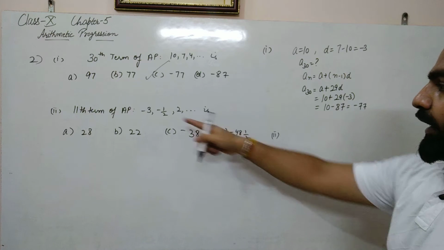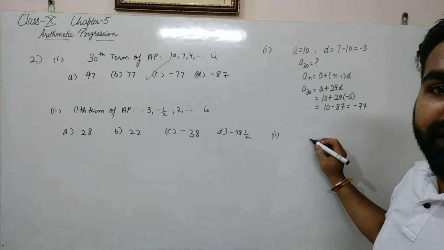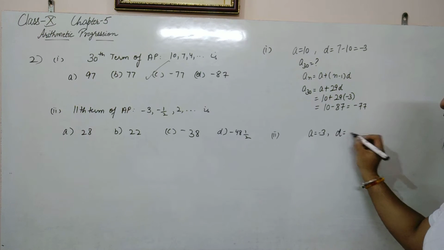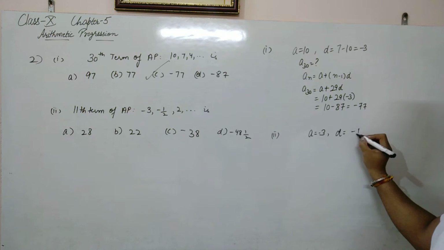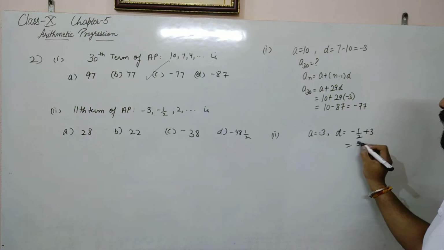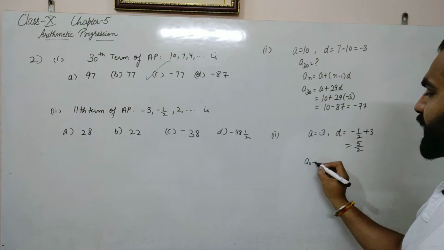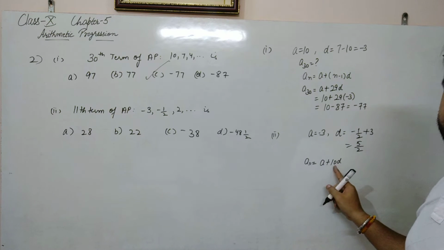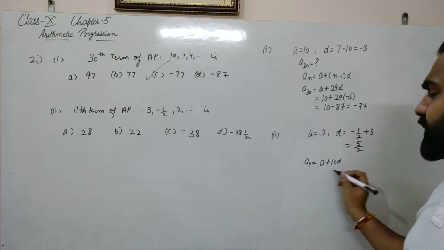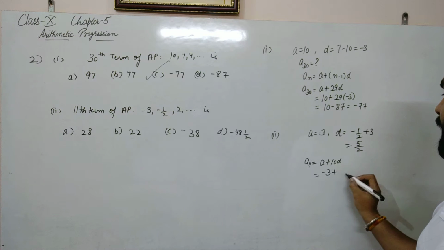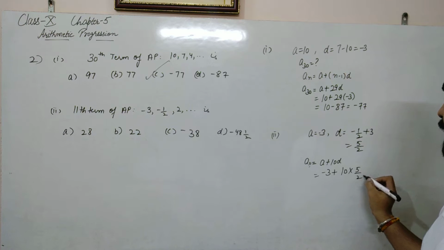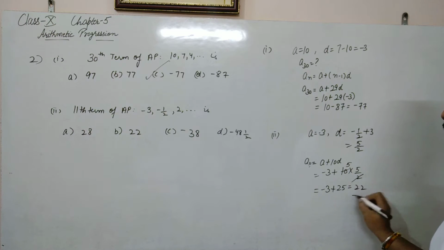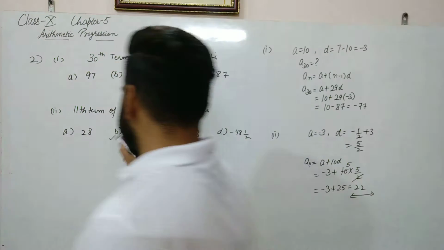Second part, here again AP is given, we have to find the 11th term. So a is minus 3, d is second term minus first term, minus 1 by 2 plus 3, that is 5 by 2. So a11 will be a plus 10d, we can directly write. The coefficient here is 1 less than the number here, that is the value of n. So what is a? Minus 3 plus 10 into 5 by 2. So minus 3 plus 25, that is equal to 22. So B is the answer.